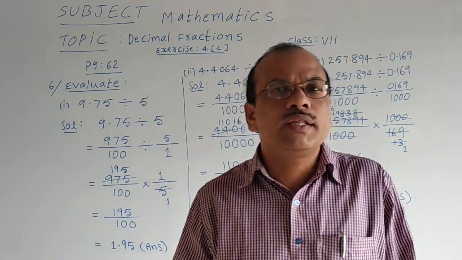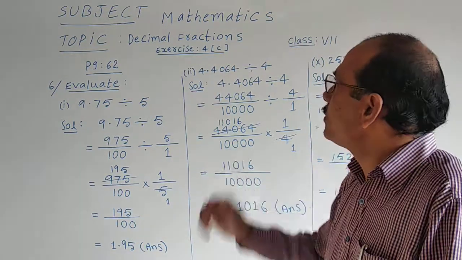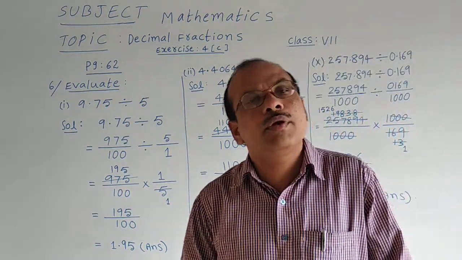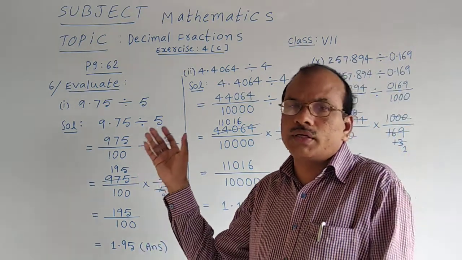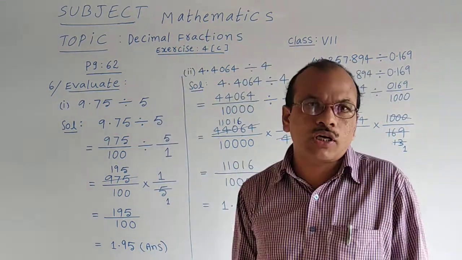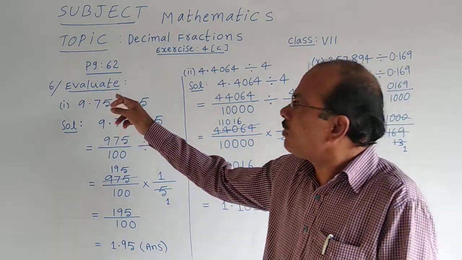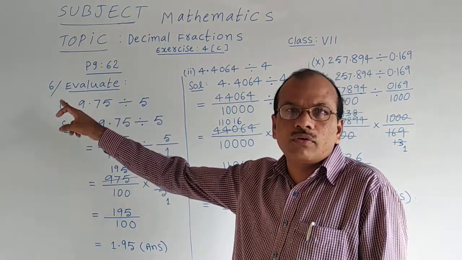Today we will do exercise 4C on page number 62. The chapter is decimal fractions. Okay? Page 62, open all of you. Sixth question.